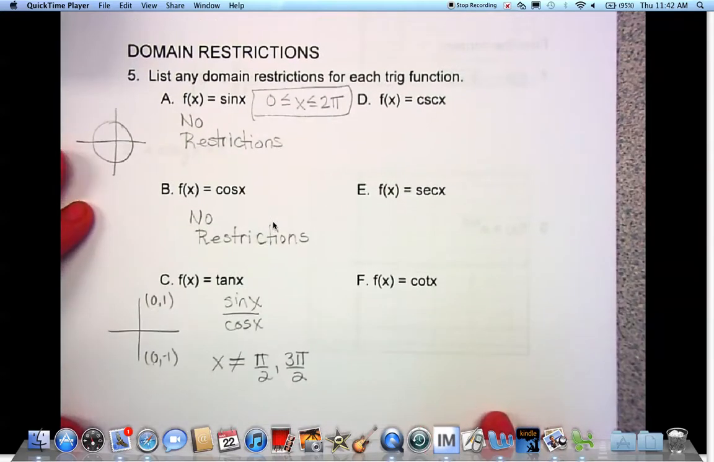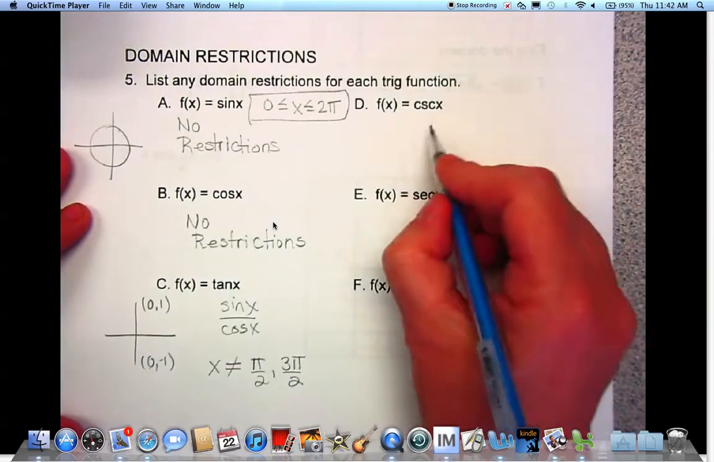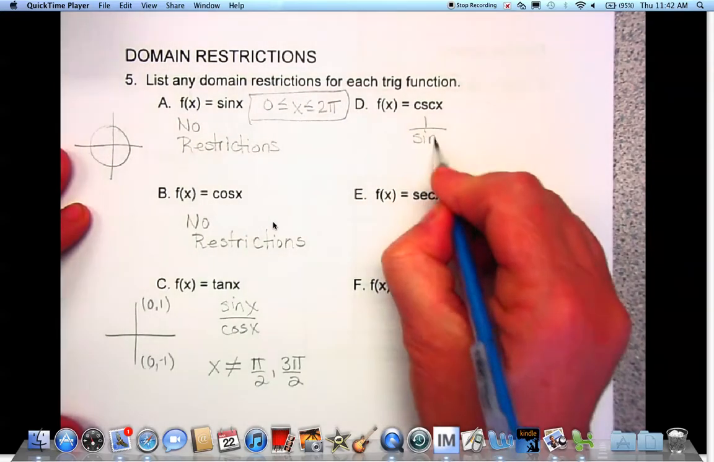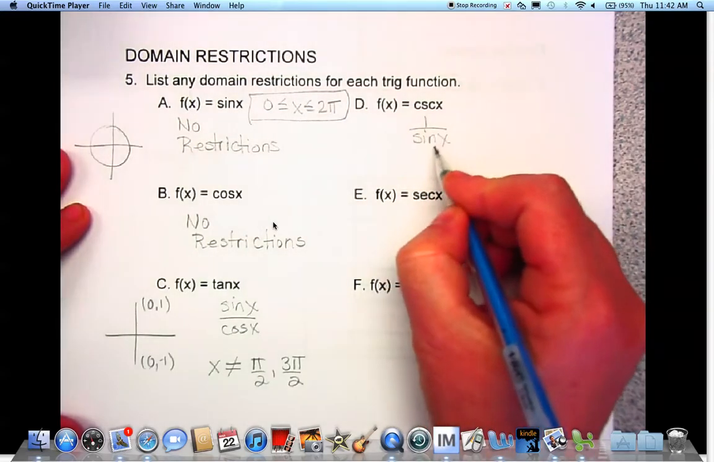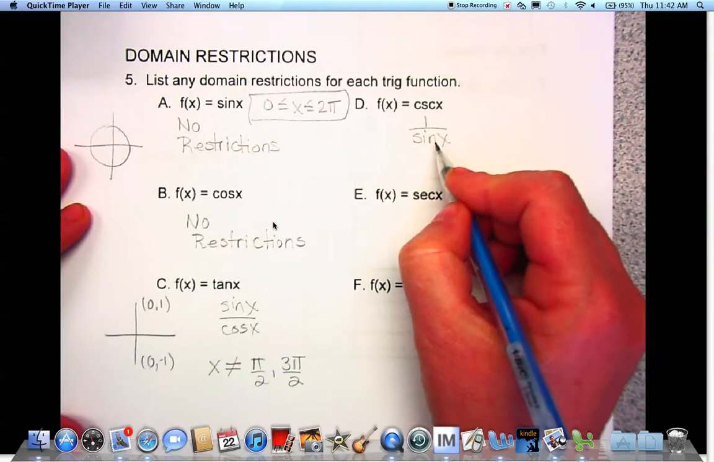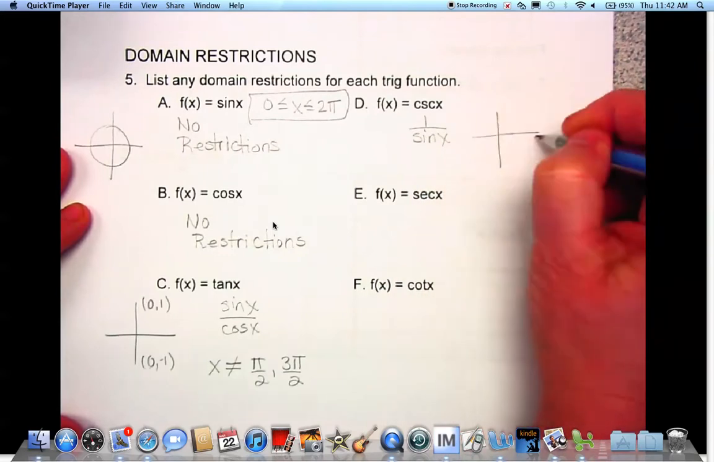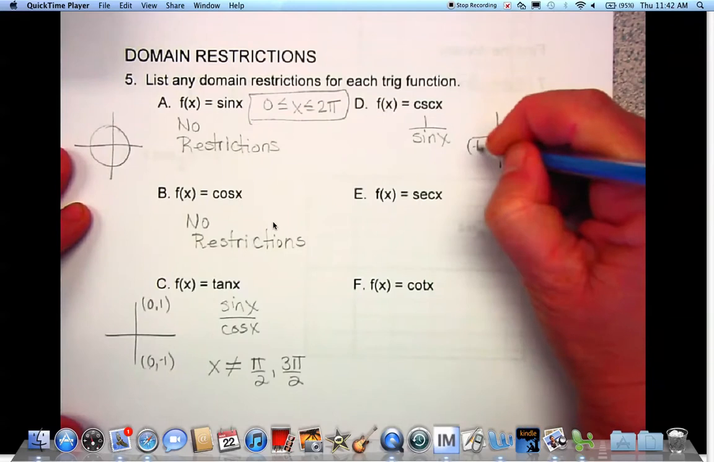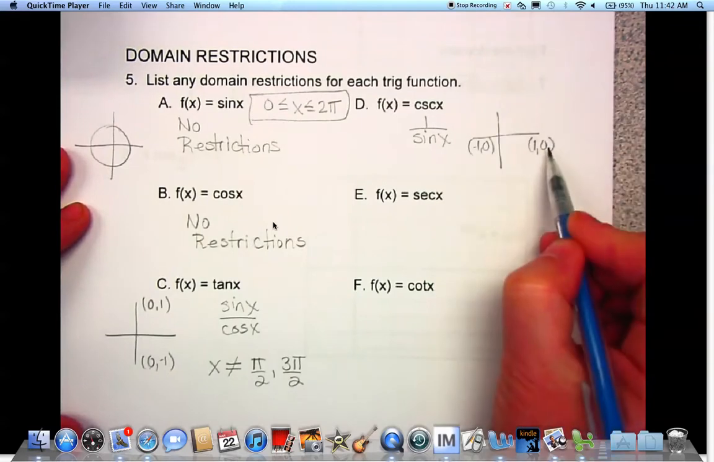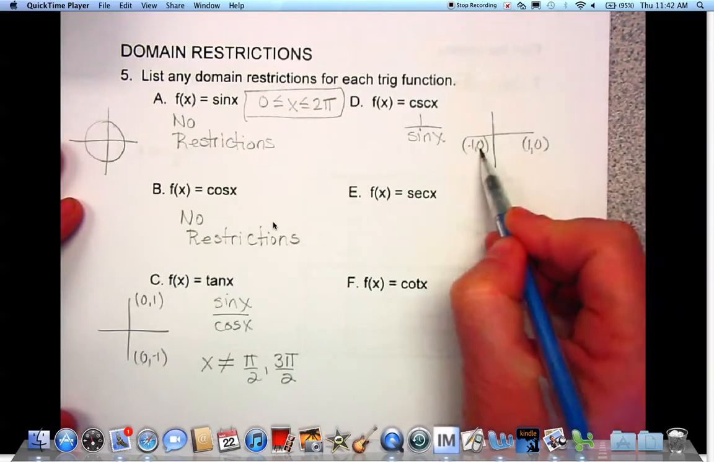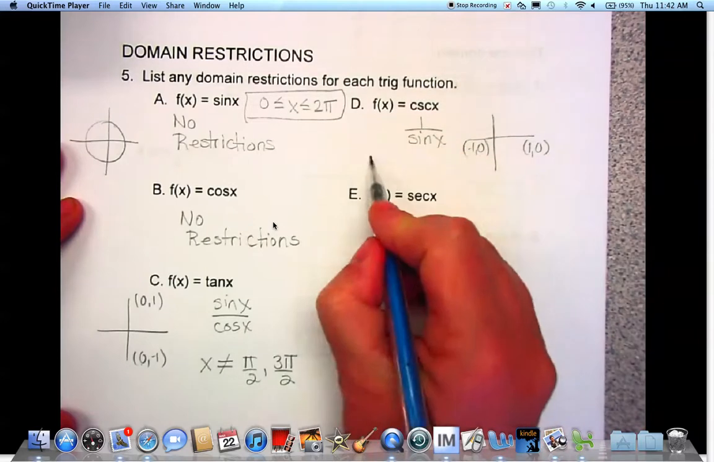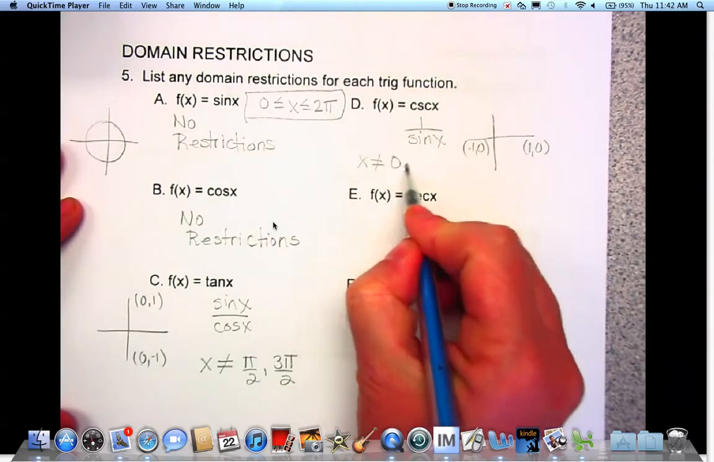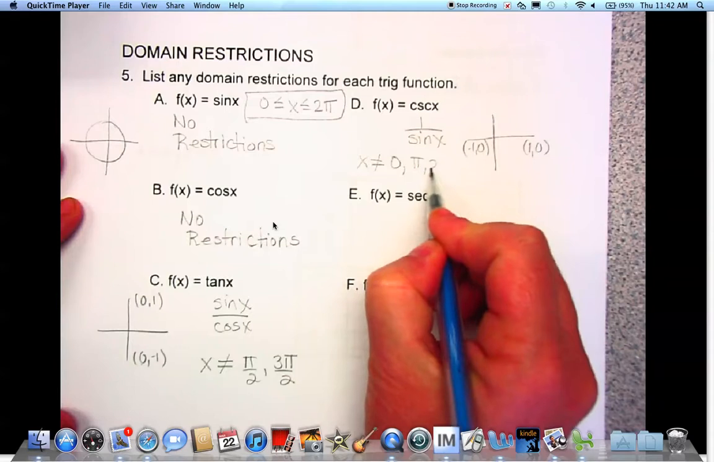Okay, now how about cosecant? What is cosecant x equal to? 1 over sine. So wherever sine x is 0, it would be undefined. Sine x is 0 here and here. So x cannot equal 0, pi, and 2 pi.